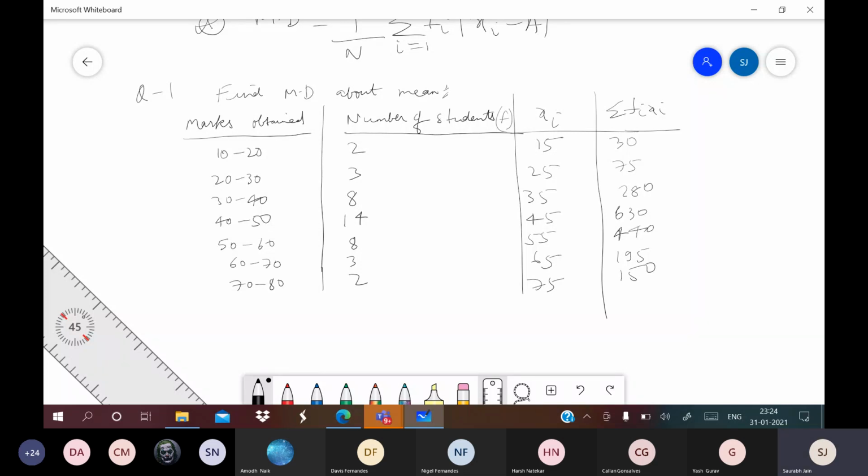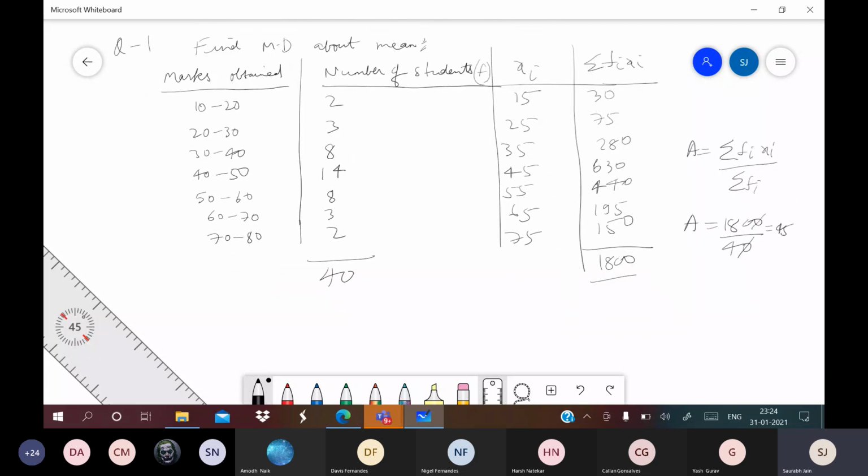Then you add all these values, you calculate sigma fi xi, because mean is sigma fi xi upon sigma fi. Number of students, you count: 5, 13, 27, 35, 40 students are there. When you calculate sigma fi xi you will get 1800. So mean is 1800 by 40, which is 45.